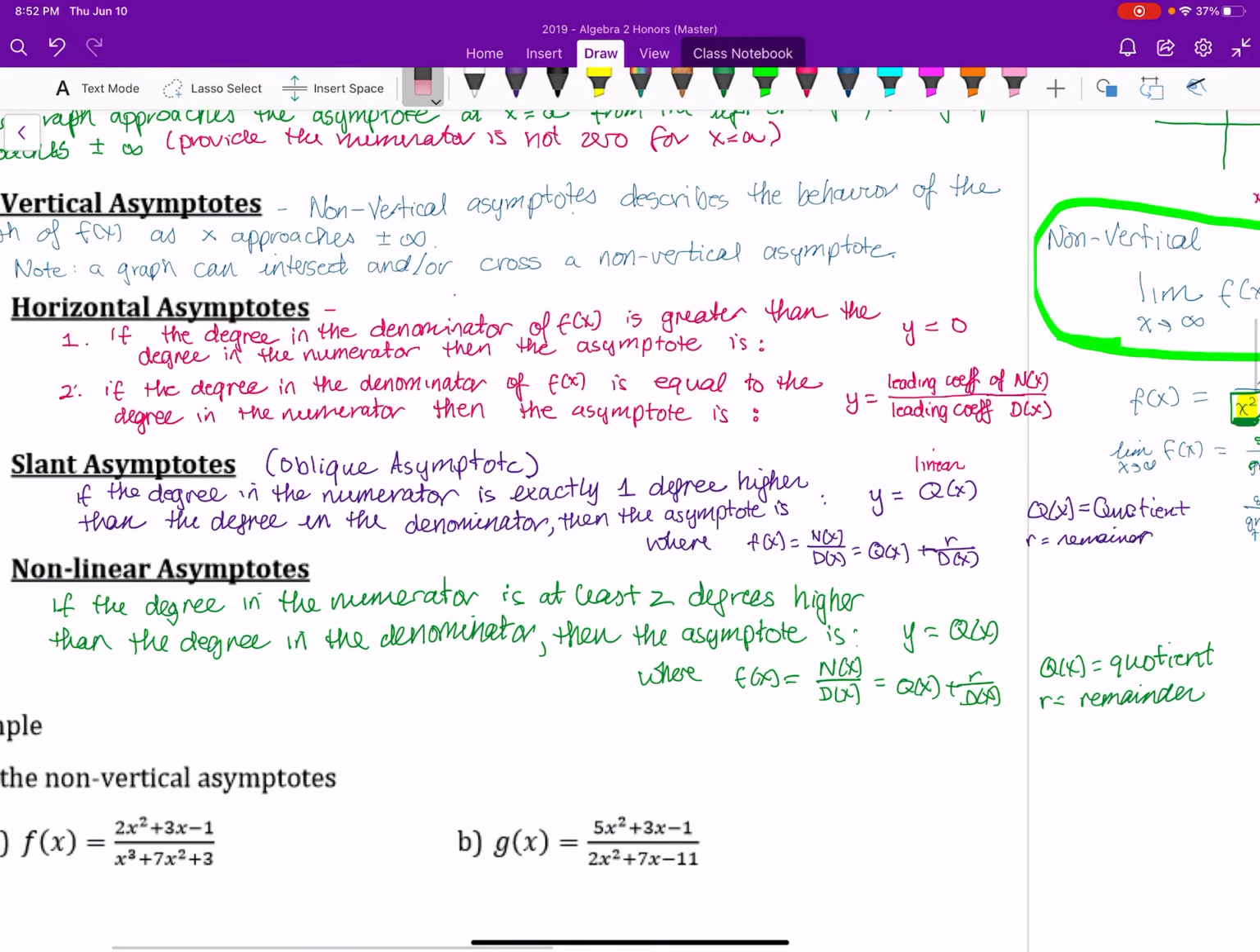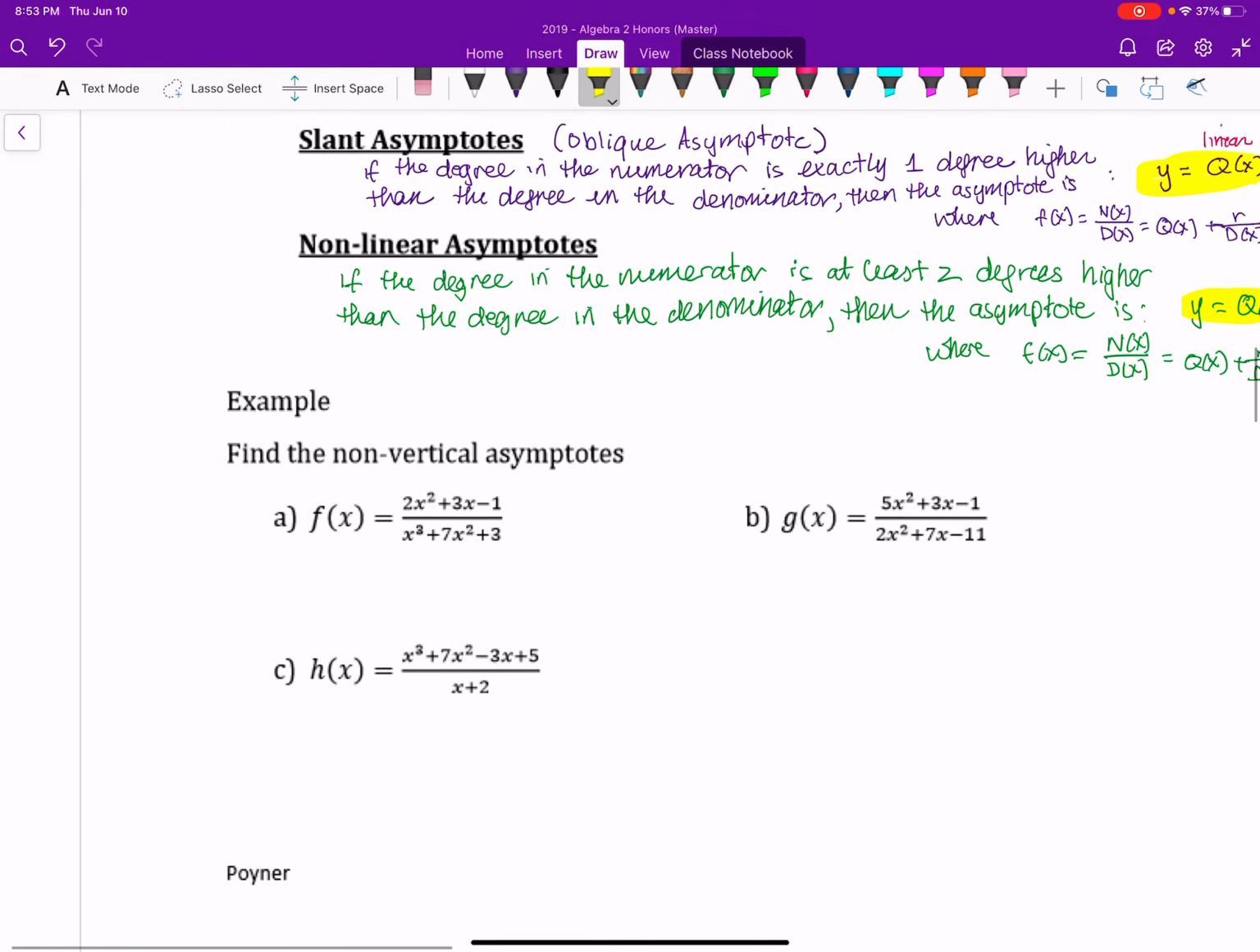And by the way, the way to find the actual asymptote here is exactly the same for slant and for nonlinear. You divide the numerator by the denominator, and then the quotient itself is going to be your asymptote. All right, let's try a couple of examples.